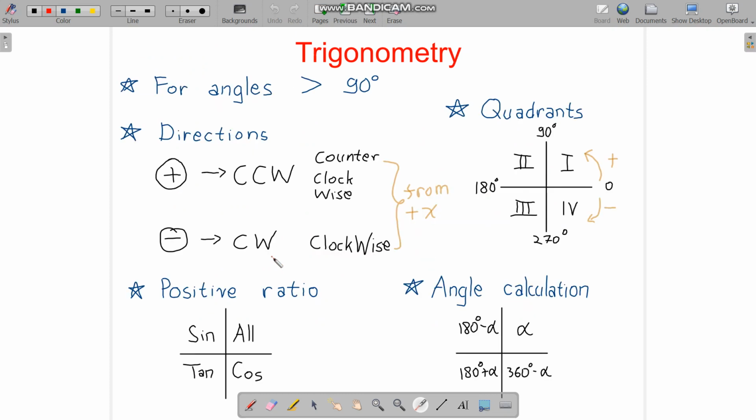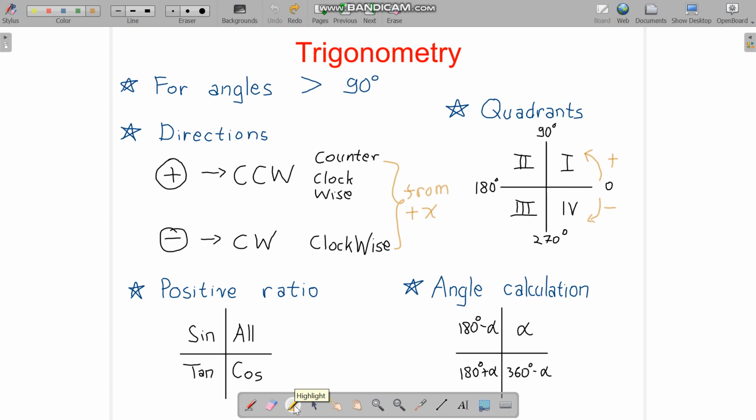For angles bigger than 90 degrees, we have to use this set of rules. The positive angle is in counterclockwise direction, negative angle in clockwise direction. So that means positive means going in this direction, so positive like this, and negative in this direction from the positive x-axis.